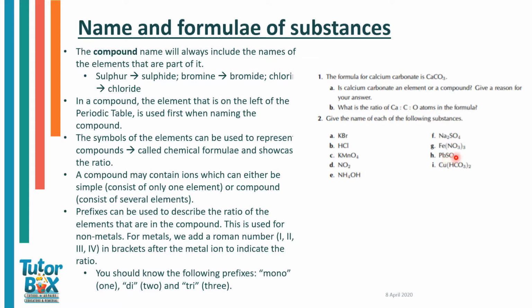This would be iron nitrate. Pb is lead, so lead sulfite. And then this would be copper carbonate or dicarbonate. So I know I've skipped some of the atoms, but it's just to show you what they are. But we haven't really covered the ions yet.